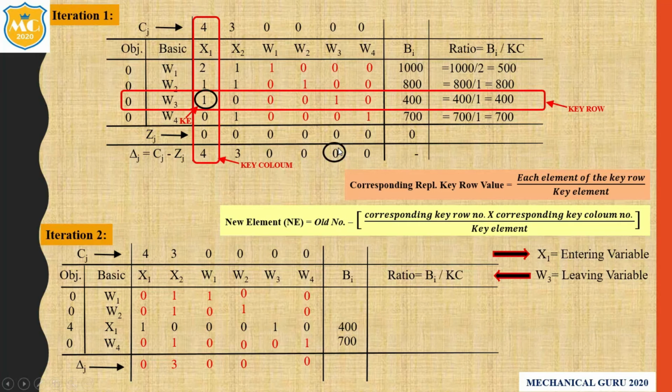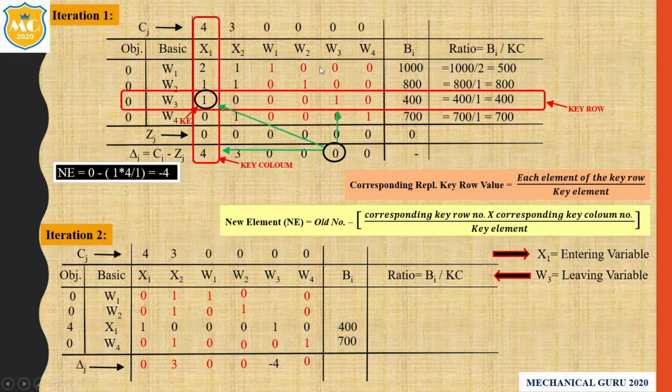So old number minus, in bracket, corresponding key row number, so this is the key row number, into corresponding key column number. Okay, so 4 is the key column number, divided by the key element, so this is the key element. Okay, so simply 0 minus 1 into 4 divided by 1, so minus 4. Simply we have to write down minus 4.